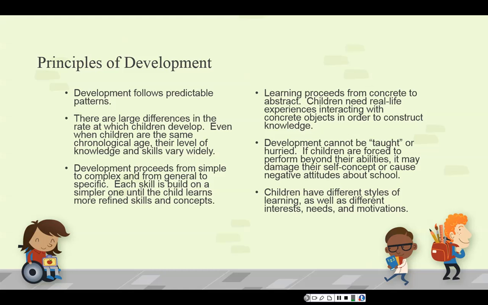All right, this third point is one that I accidentally started touching on with that first point about predictable patterns, but this one is that development proceeds from simple to complex. Each skill is built on a simpler one until the child learns more refined skills and concepts. If you look at a new baby, they're just going to be kind of randomly throwing their arms around when they're awake. At around 6 or so weeks, they're going to be purposely swatting things.